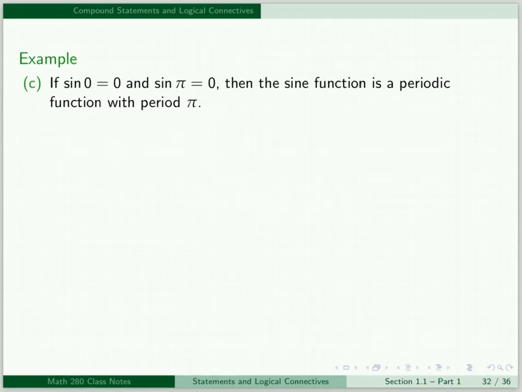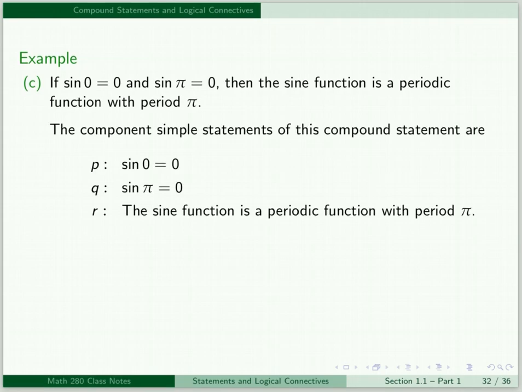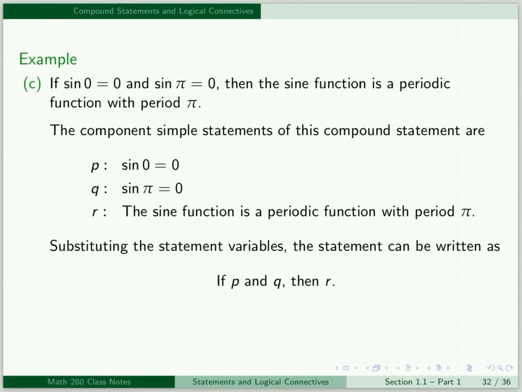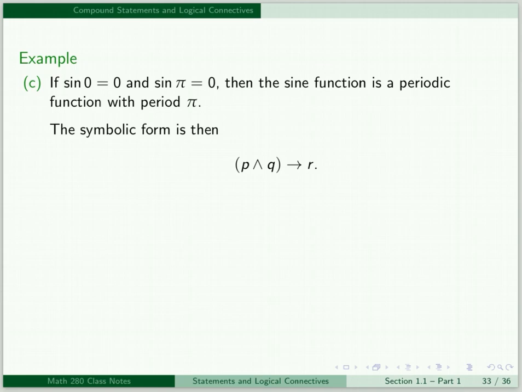For our next example, we have the statement: if sine of 0 equals 0 and sine of pi equals 0, then the sine function is a periodic function with period pi. The component simple statements of this compound statement are: P will represent sine of 0 equals 0, Q will represent sine of pi equals 0, and R represents the sine function is a periodic function with period pi. Substituting the statement variables, the statement can be written as if P and Q, then R. And the symbolic form is then P and Q implies R.